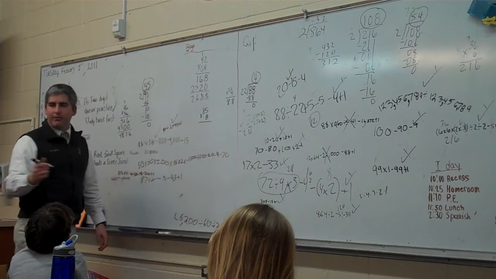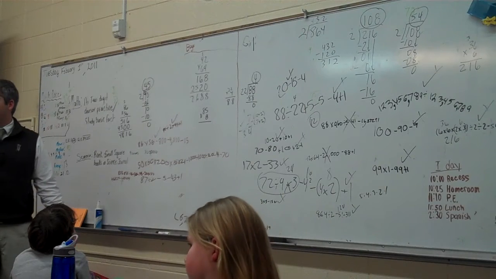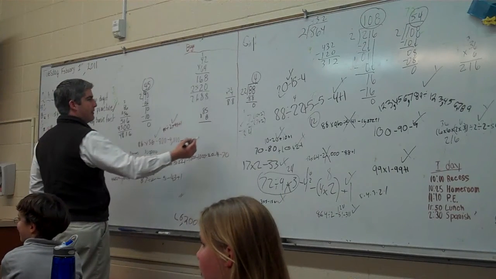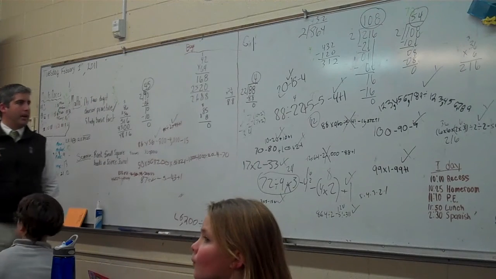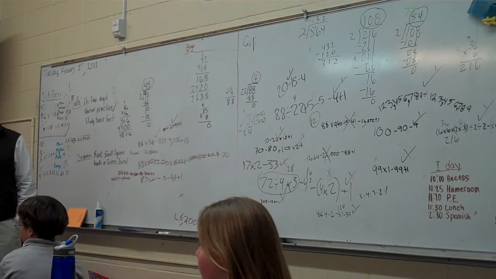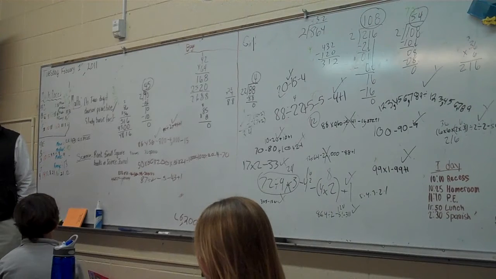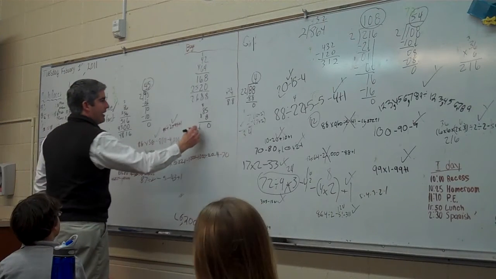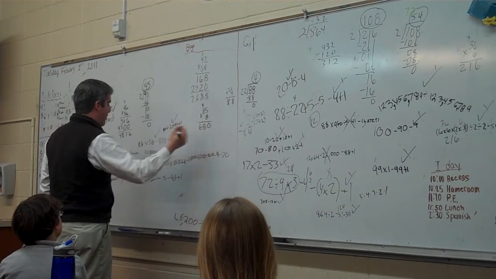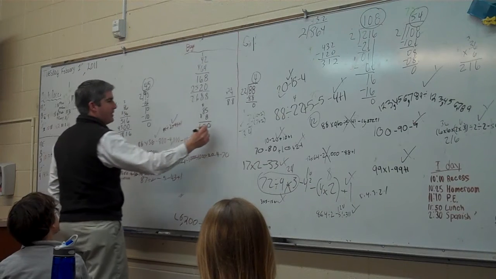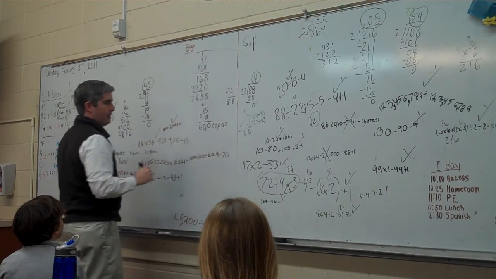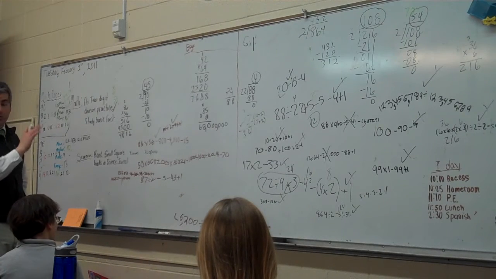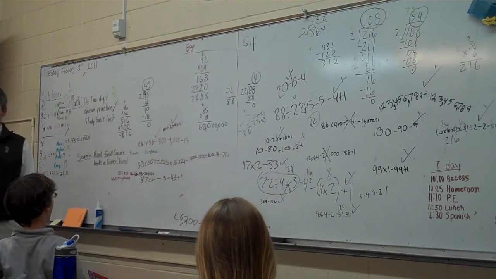8 times 5 is 40. You've got to talk really loud because it's really loud with the rain. 8 times 8 is 64, plus 4 is 68. So now I've got to remember I'm bringing back my 5 zeros. 1, 2, 3, 4, 5. 68,000, or excuse me, 68 million.